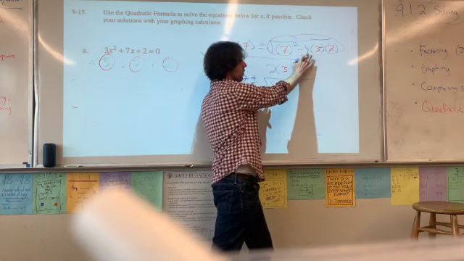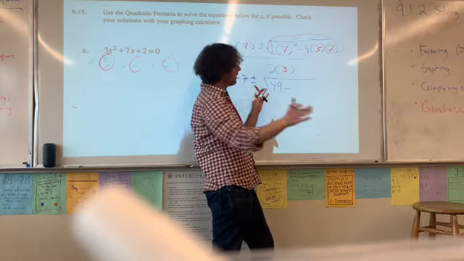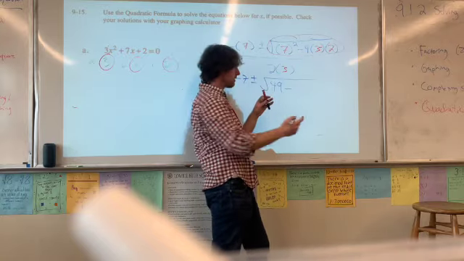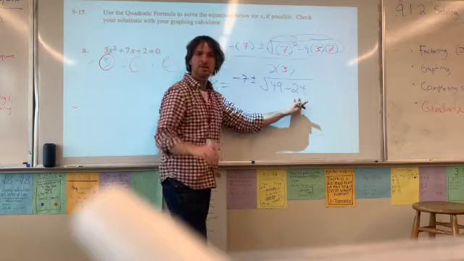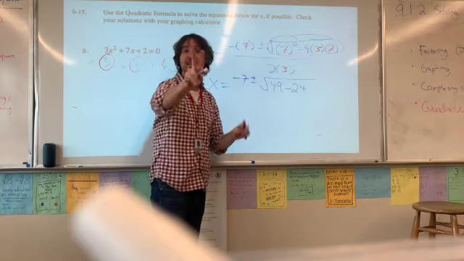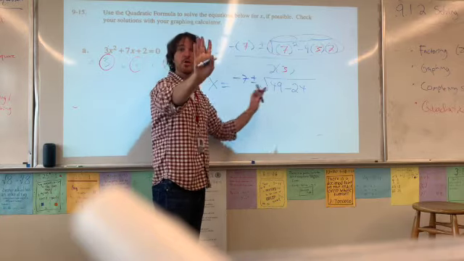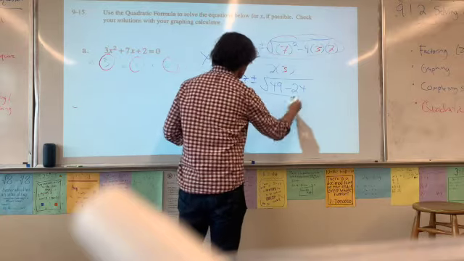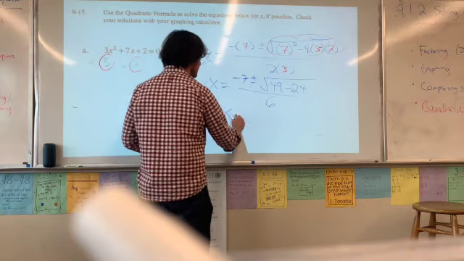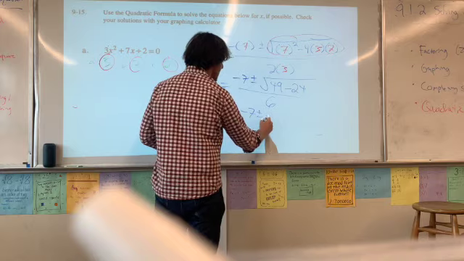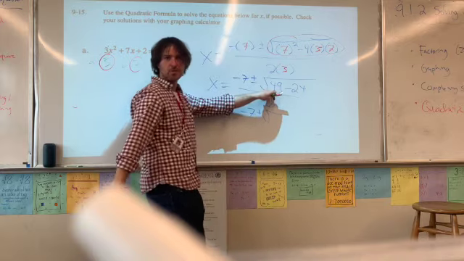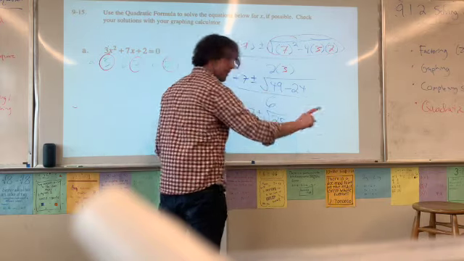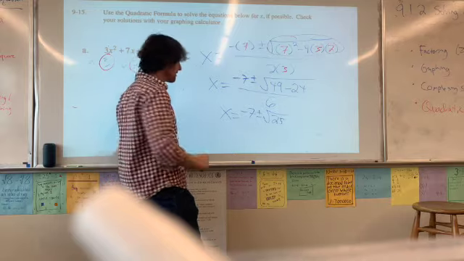But wait a second. 4 times 3 is what? 12. 12 times 2 is what? 24. Okay, 24 is smaller than 49. This is going to be positive here. So I'm still going to have 2 solutions. All over 2a. Okay, x is going to equal negative 7 plus or minus the square root. What's 49 minus 24? 25. That's good. 25 is a perfect square.